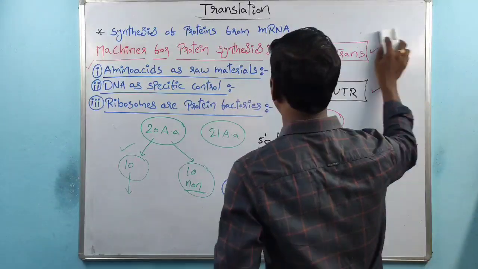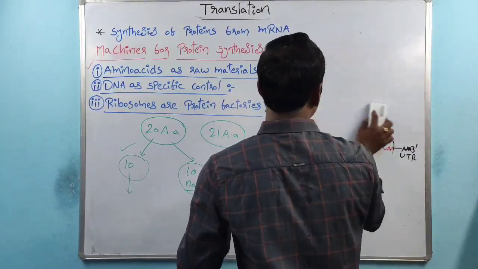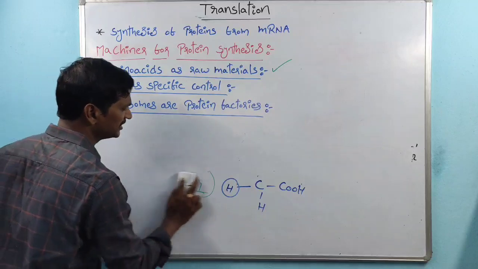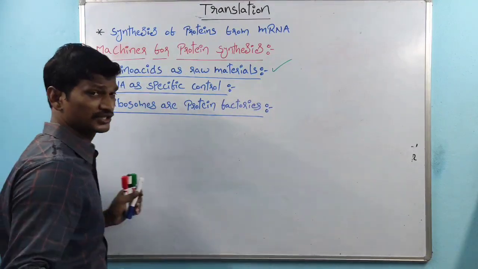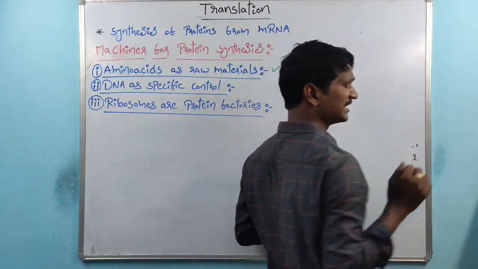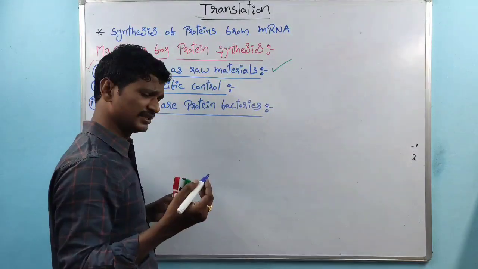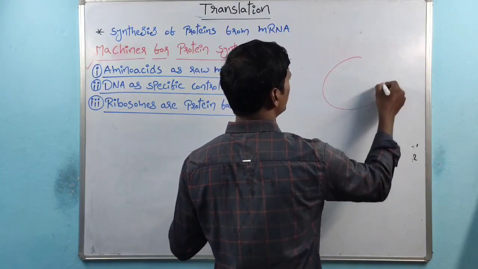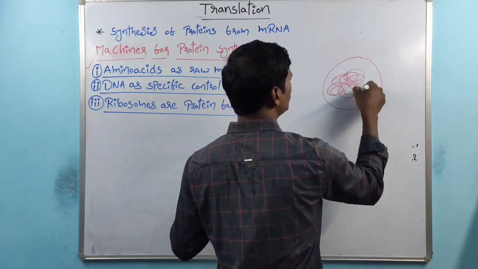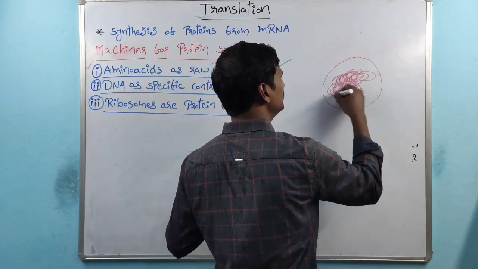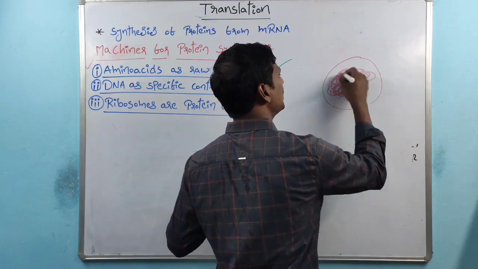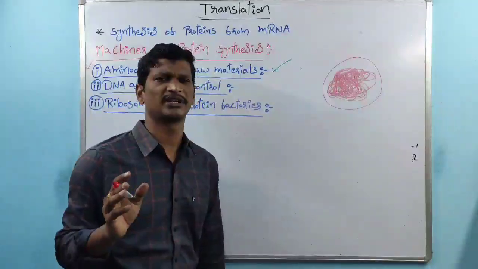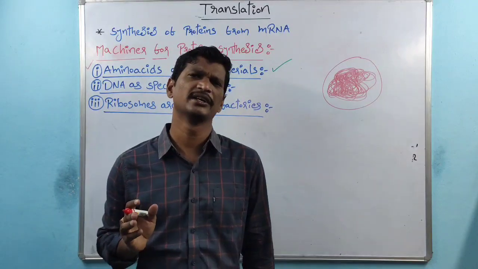Coming to the next one: DNA has the specific control. Within DNA, as we already discussed, there are exons and introns. From the basic level, this is the nucleus, and the nucleus contains DNA. Within that DNA there is a tightly packed region and a loosely packed region. The tightly packed region is called heterochromatin.